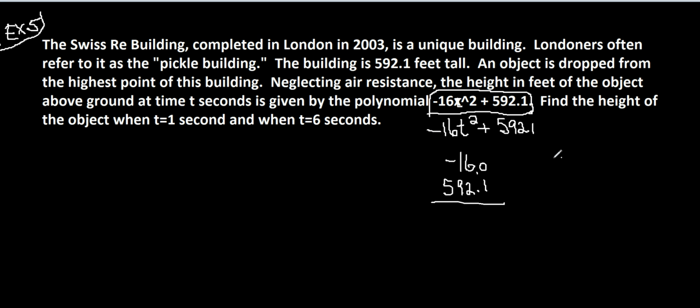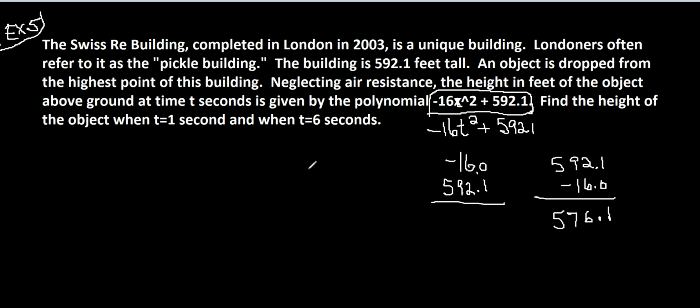what are you going to get? Let me switch it around here. 592.1 minus the 16.0, and I've got 1, bring my decimal down, 6, 8 from 1 is 7, 5. So after 1 second, that will be the height of the object.